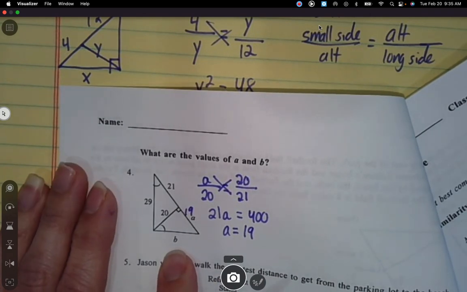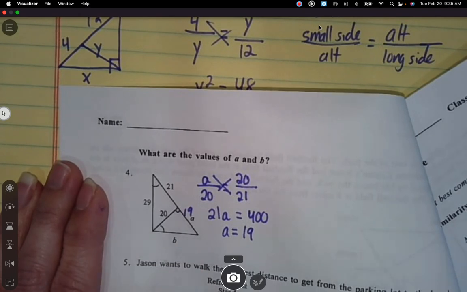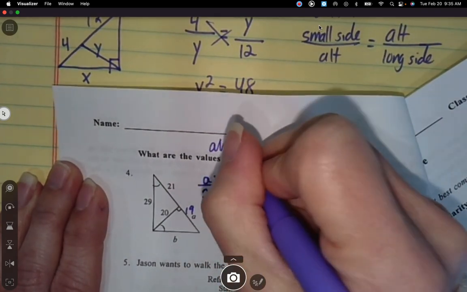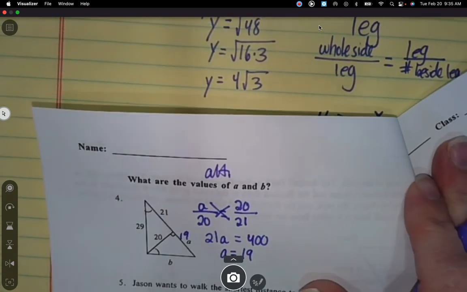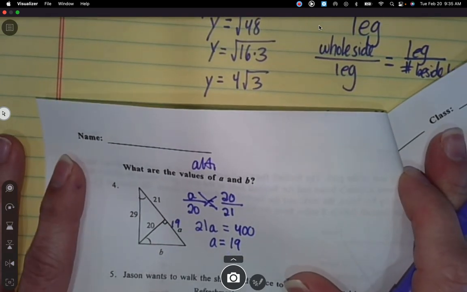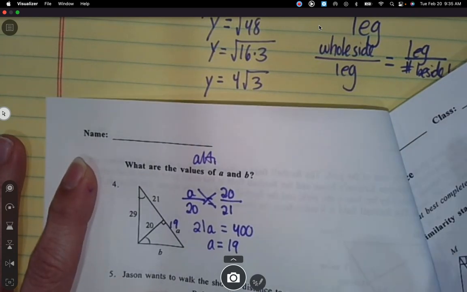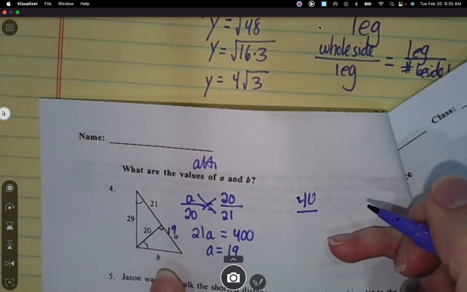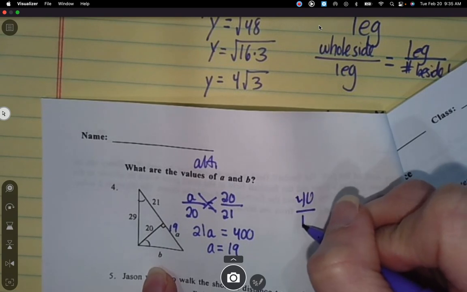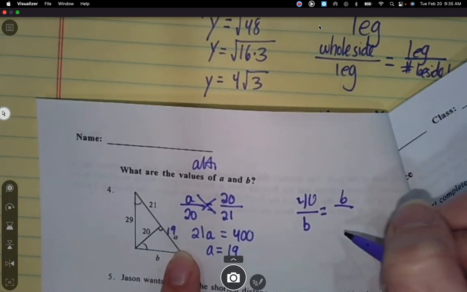Now, how do I find the missing leg? What formula would I use for my missing leg? So this one I use the altitude. So the formula for the missing leg, there it is. What's the length of the whole side? It's 19 plus 21. What is that? It's 40. 40 over the length of the leg I'm missing, which is B, equals B over the 19.